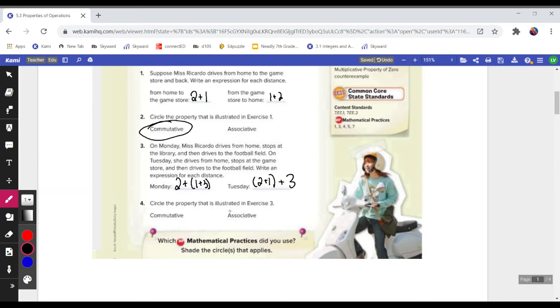So the property that's illustrated in exercise number 3 is going to be associative. So both Monday and Tuesday have the same numbers that are added. However, Monday has the parentheses around the 1 and 3, while Tuesday has it around 2 and 1.